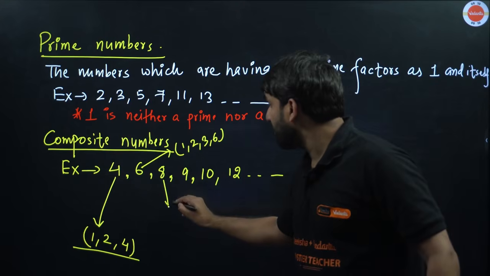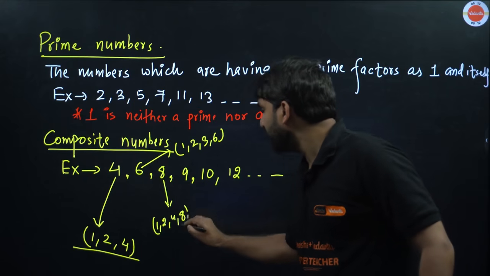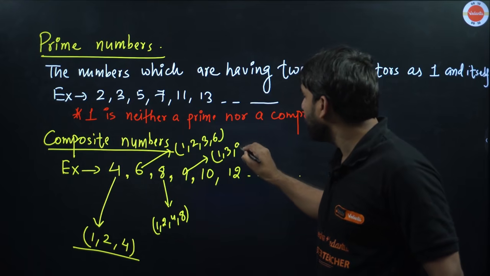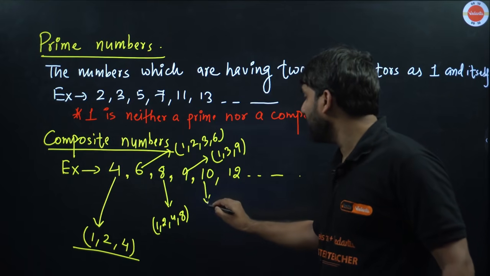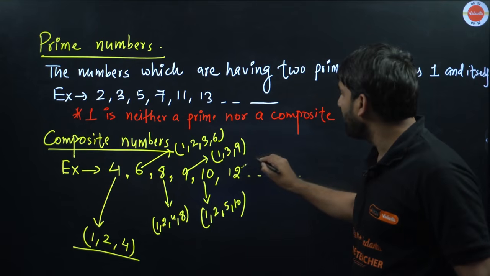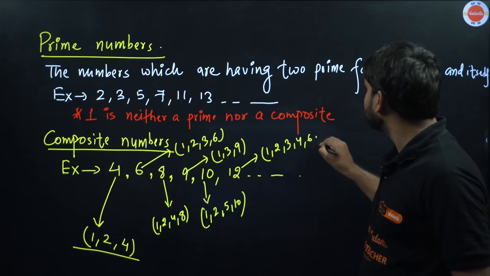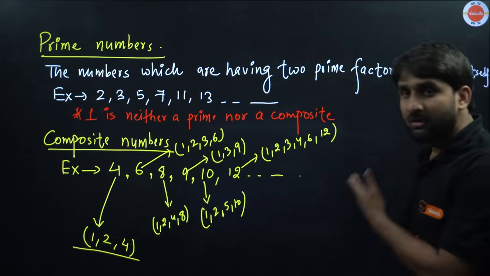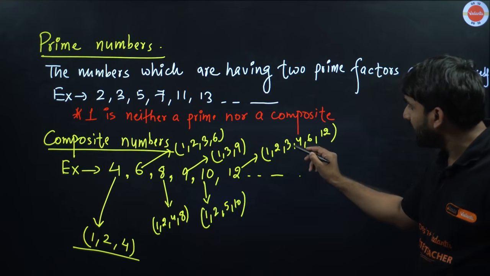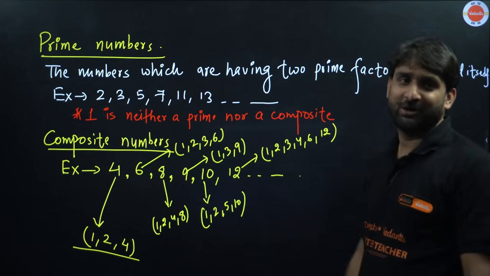If we talk about 8, 8 can be divided by 1, 2, 4 and itself, 8. If we talk about 9, 9 can be divided by 1, 3 and 9. 3 factors. If we talk about 10, 10 can be divided by 1, 2, 5 and 10 itself. If we talk about 12, 12 can be divided by 1, 2, 3, 4, 6. Look at how many factors 12 has: 1, 2, 3, 4, 6 and 12, that is 6 factors. So it is purely a composite number.